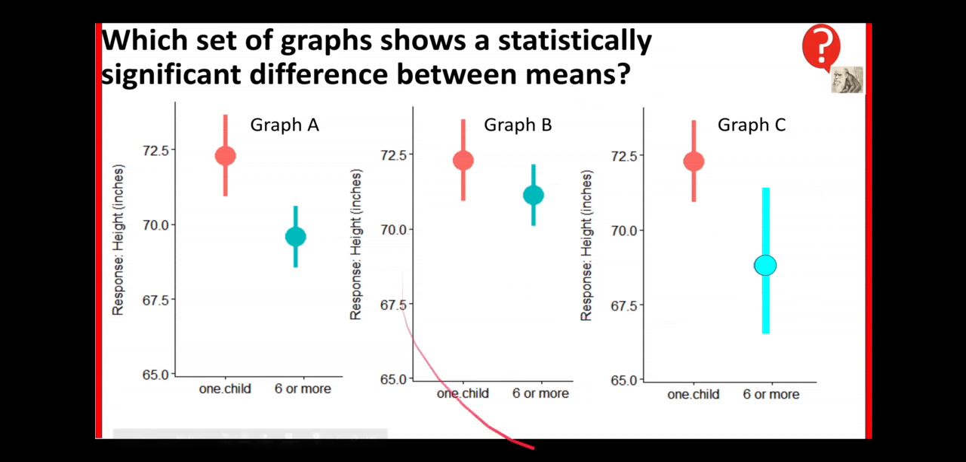So in both of these cases, the p-value will be greater than 0.05. A p-value of greater than 0.05 indicates a non-significant difference. In this case, in graph A, the p-value will be less than 0.05. We can say there is a statistically significant difference between the means.